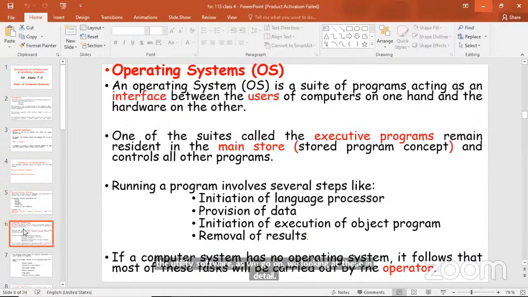So let us consider first what the operating system is. I'm sure you would have, at one time or the other, probably today, put on your computer system, right? So the operating system is the suite, that means the package of programs acting as an interface. Now, when you say interface, that means an intermediary, something that shields you from the complexity of another thing.